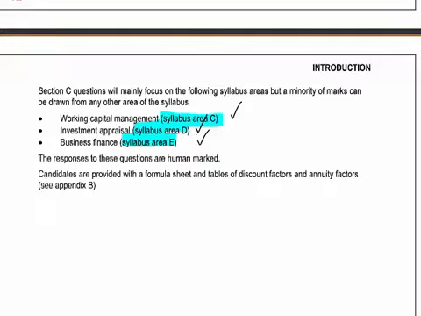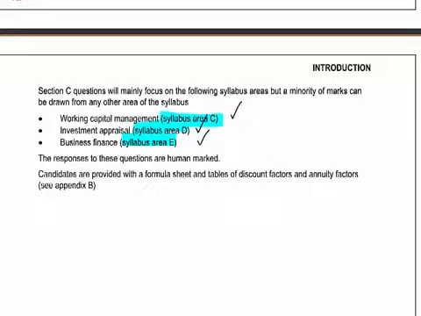So these 3 syllabus areas are more important than the others but the exam is structured so that you have to study the whole syllabus in order to score well in section A and B of the exam, which is worth 60 marks in total, remember.